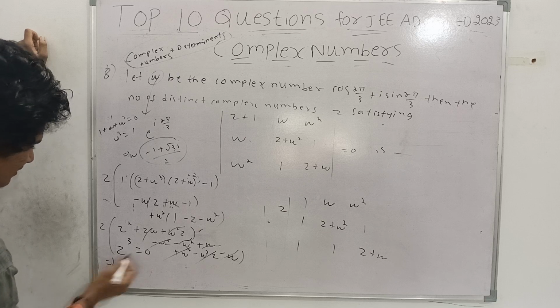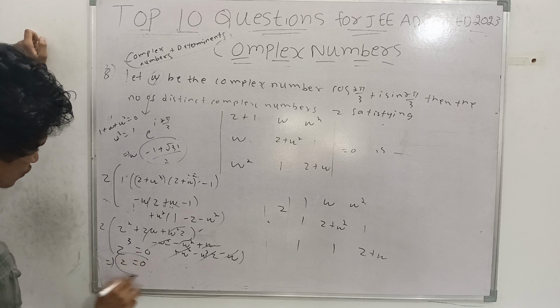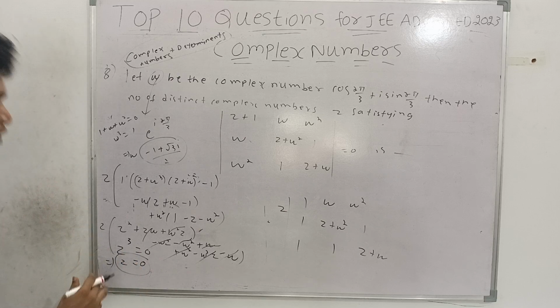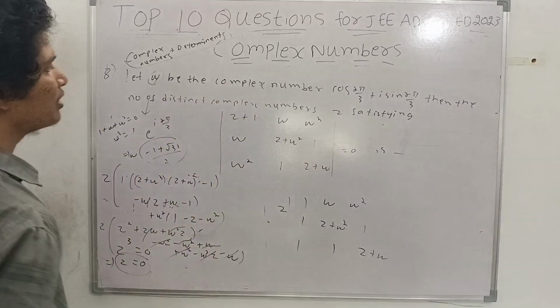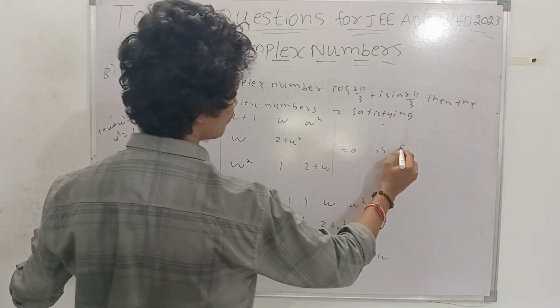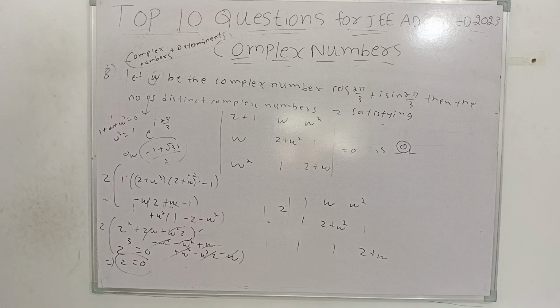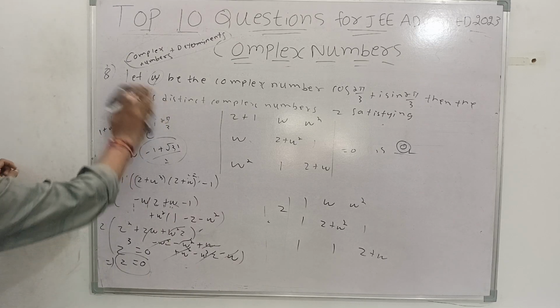What does it imply? Z cube equal to 0 means z equal to 0. So there is only one value of z which is satisfying this entire thing. So what is that value? The distinct value is 0. So like this you have to report. The 8th question is completed.